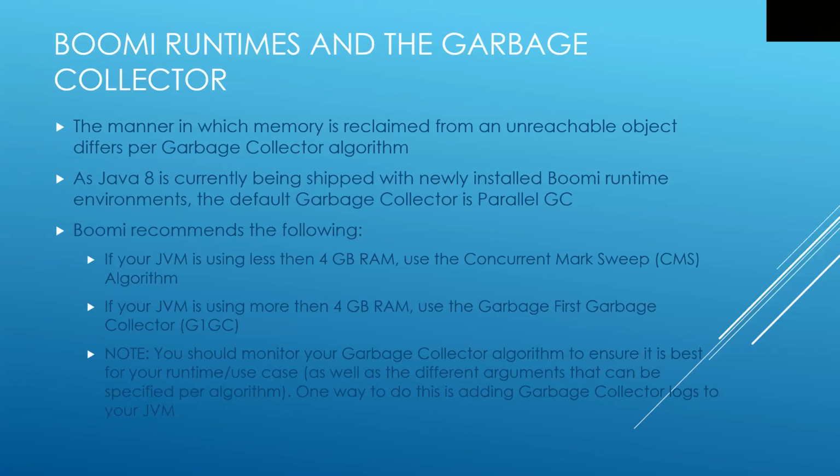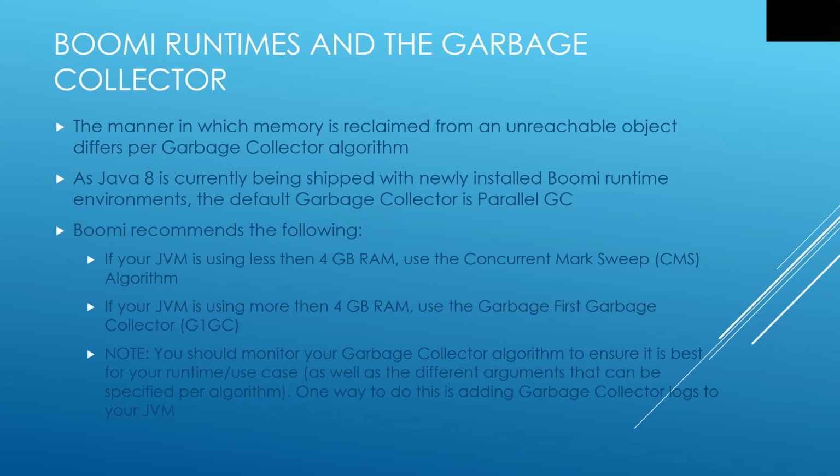Parallel GC doesn't work the best with our environment, with how the Boomi nodes or the Atom communicate with the file system, that shared directory. So what we recommend from an architectural standpoint is that if your JVM is using less than 4 GB of RAM, use the concurrent mark sweep, the CMS algorithm, or if you're using more than 4 GB, use the G1GC, the garbage first garbage collector. Obviously, this is going to vary per use case. This is just a simple framework.